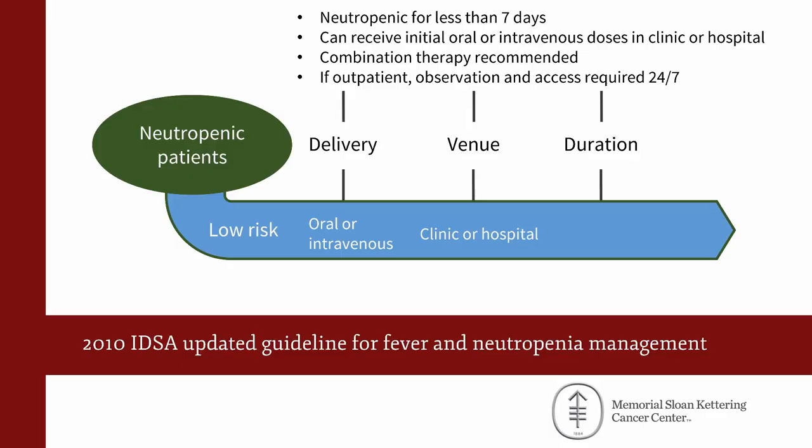They can receive initial oral or intravenous doses in a clinic or hospital and then be transitioned to outpatient oral or intravenous treatment provided they meet specific criteria. The combination of an oral quinolone and amoxicillin clavulanate is a well-studied regimen. If outpatient therapy is arranged, then vigilant observation and prompt access to medical care should be ensured 24 hours a day, 7 days a week. Patients whose clinical condition worsens should be able to reach their local medical facility within an hour. Recurrent fever or new signs of infection warrant admission and management as for high-risk patients.